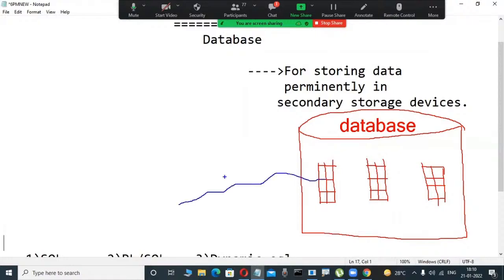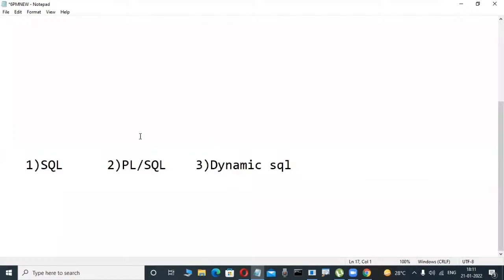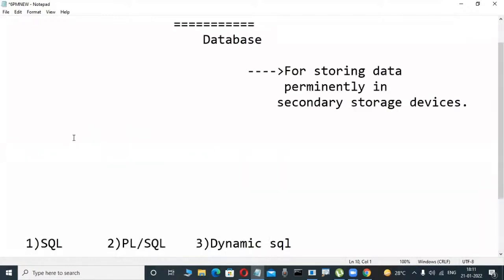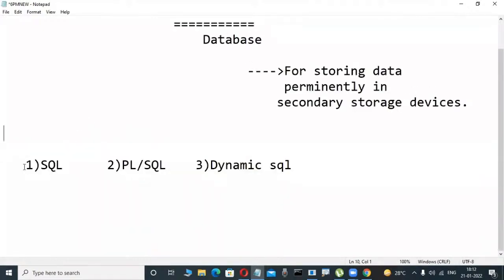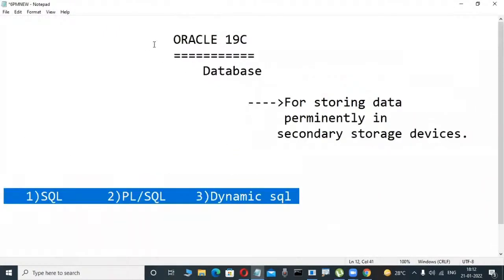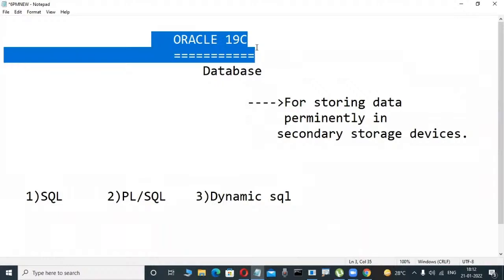We operate on this data by using SQL, the structured query language. Yesterday I told you up to this point. If you want to operate the Oracle software, we use SQL, structured query language. Another language is PL/SQL, procedural language extension for SQL. Another language is dynamic SQL. Through these three languages, we operate the Oracle software in your companies.